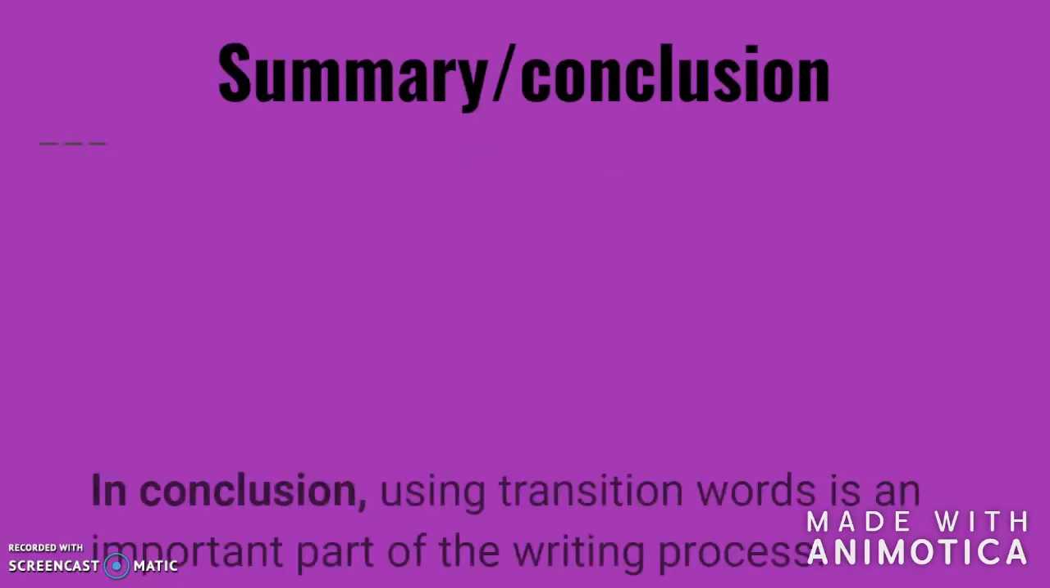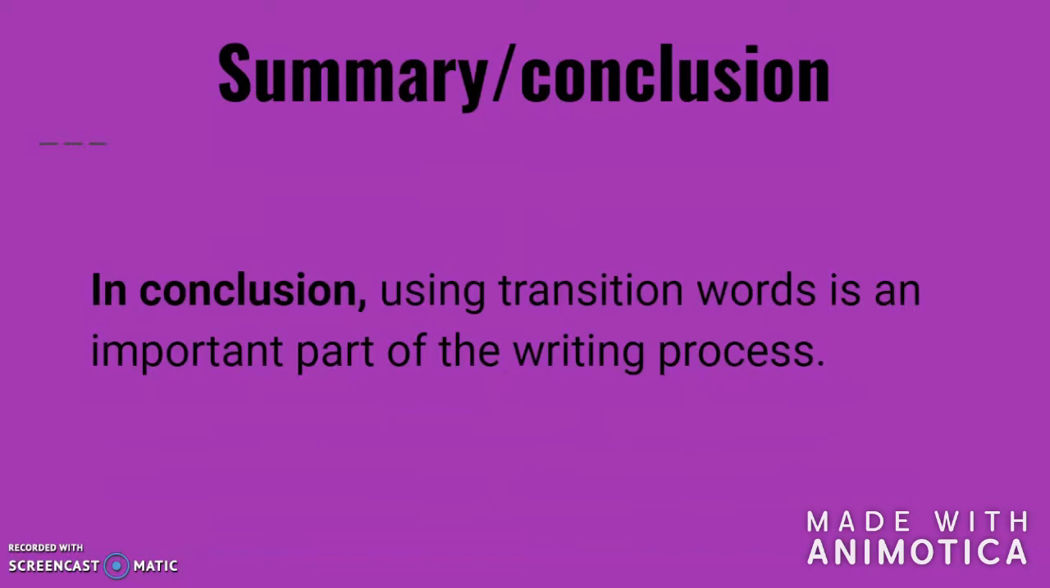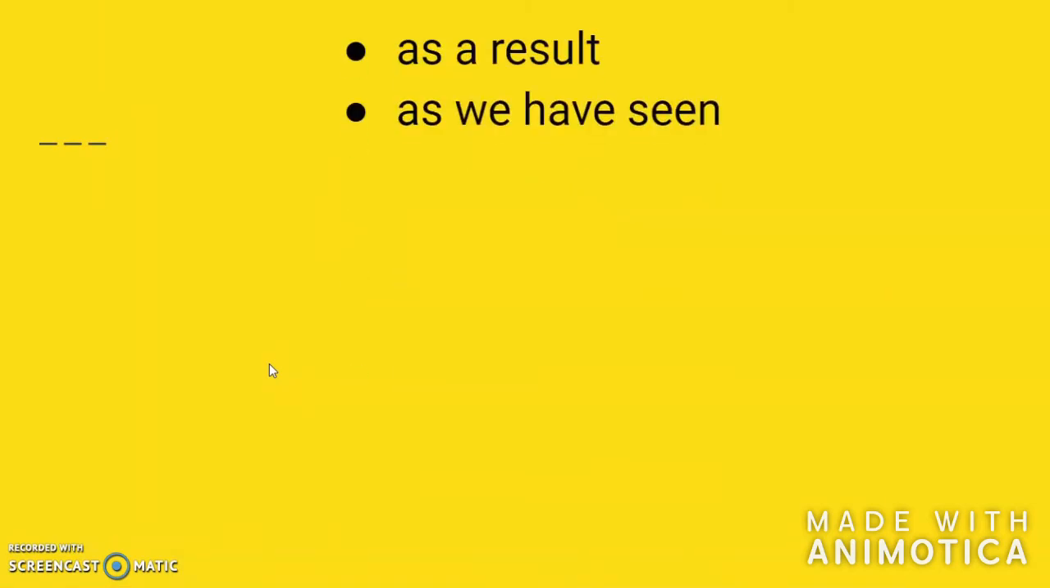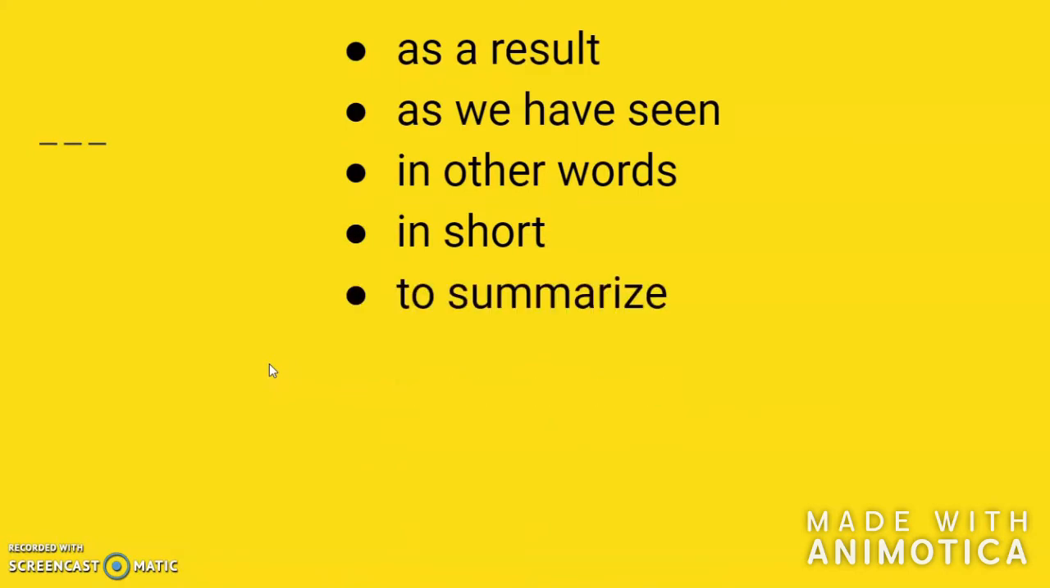Finally, we have summary and conclusion. They are used to conclude or summarize an idea. For example, in conclusion, using transition words is an important part of the writing process. Some transition words that we can use are as a result, as we have seen, in other words, in short, to summarize, all in all, in closing, to conclude, and to sum up.